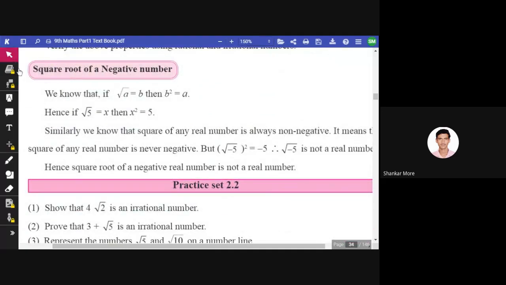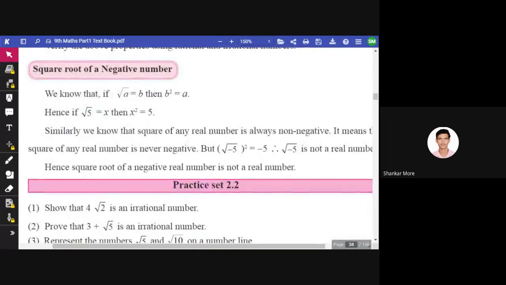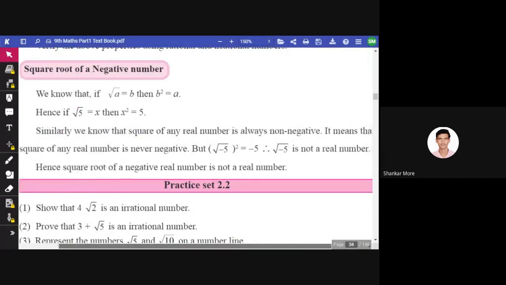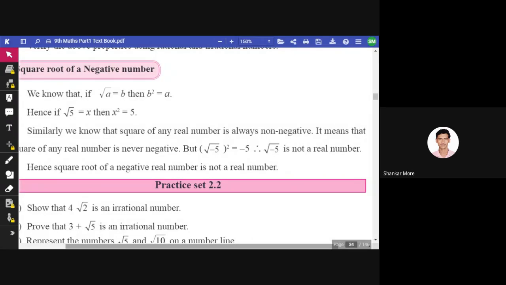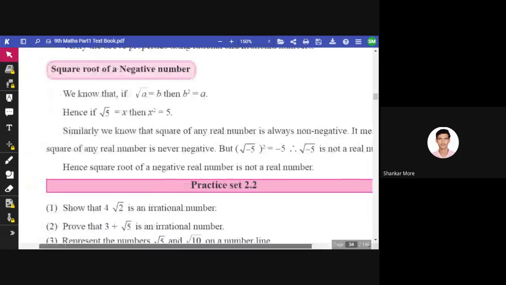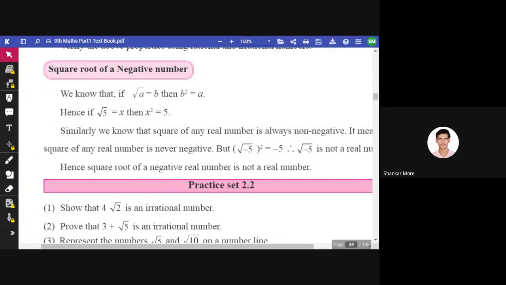We know that if square root of a is equals to b, then b square is equals to a. Hence, if square root of 5 is equals to x, then x square is 5. Similarly, we know that square of any real number is always non-negative. It means that square root of any real number is never negative, but square root of negative 5 is not a real number. Hence, square root of a negative real number is not a real number.